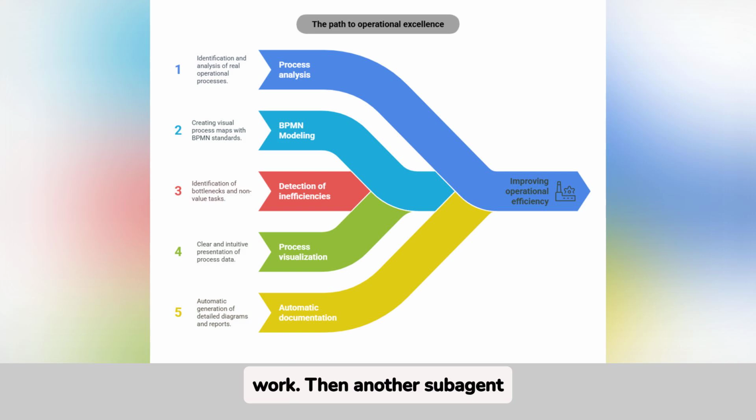Then another subagent comes into play, the BPMN Modeler. It takes all those real flows detected by the extractor and converts them into visual maps, following process notation standards. It's as if it were generating an architectural blueprint for daily operations, only updated and dynamic. And are those maps easy to understand? Because technical diagrams are often so complex that no one understands them.